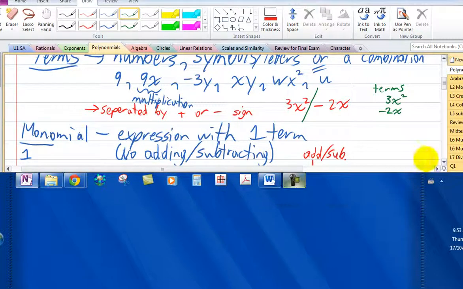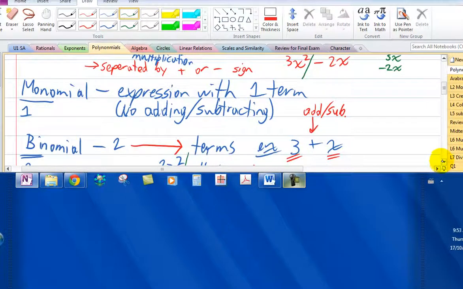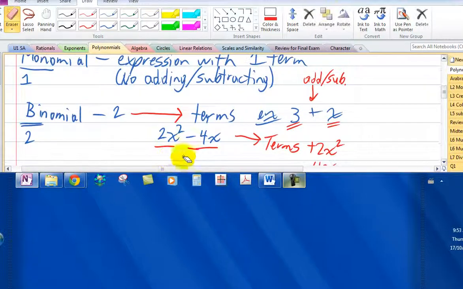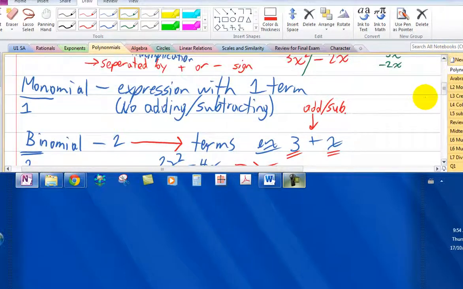So then the next one is going to be binomial. Binomial has the prefix bi, just like your bicycle has two wheels. And so binomial has two terms. An example would be 3 plus x. There's an adding or subtracting that separates them. So adding or subtracting is what separates your terms.